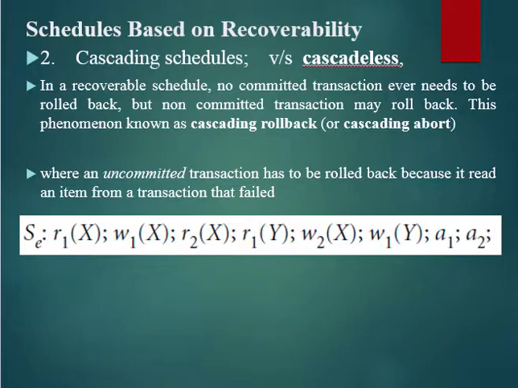But the opposite, if transaction T1 aborted, then transaction T2 must also abort, is actually a cascading schedule. In a non-recoverable schedule, no committed transaction ever needs to be rolled back, but a non-committed transaction may roll back.